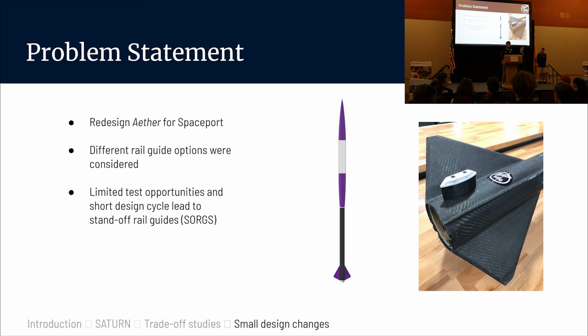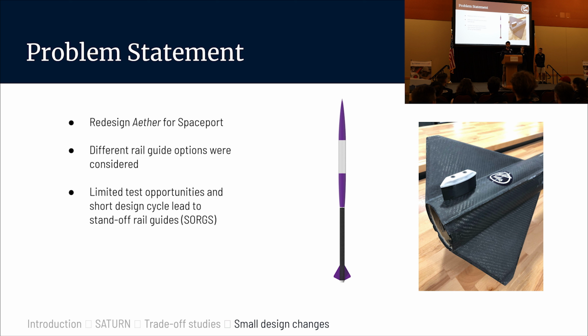On a relatively short time cycle, the team had to investigate different options to retain the vehicle on the launch rail. We investigated several different options, including angled launch lugs, retractable launch lugs, and Steindorf rail guides. However, due to the limited available test opportunities and the extremely short design cycle, the team opted to use standoff rail guides. They're relatively simple compared to the other options and were easy to manufacture.